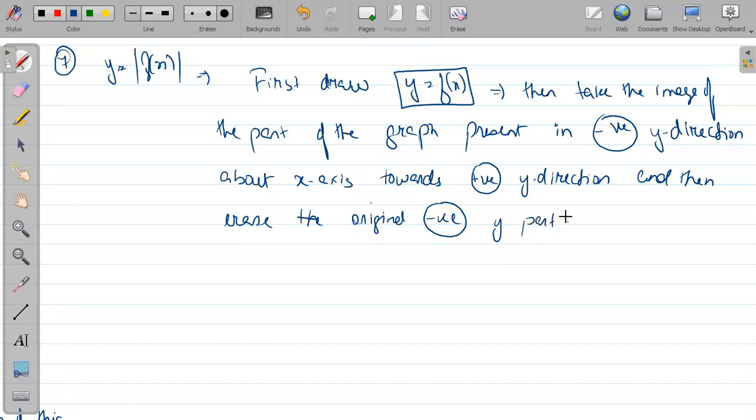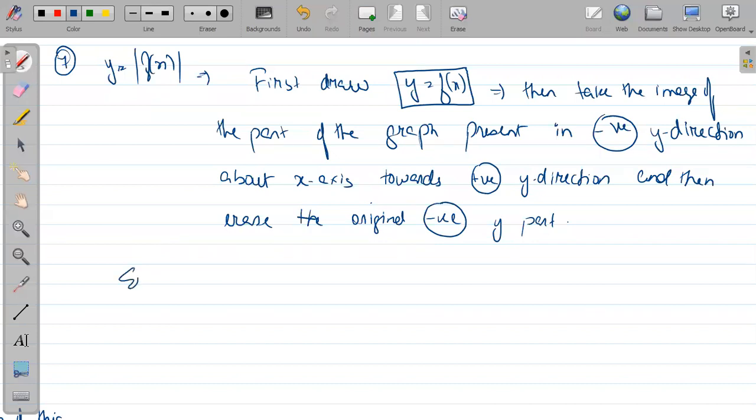I repeat the statement. Take the image of the part of the graph present in the negative y direction. If there is any part present in the negative y direction, you have to take the image of it about the x-axis towards the positive direction, and then erase that negative part, because it's very logical. Mode of y is equal to mode of f x. Mode is always positive. So if there is a graph y equal to mode of f x, there should not be anything present in the negative y direction in the final graph.